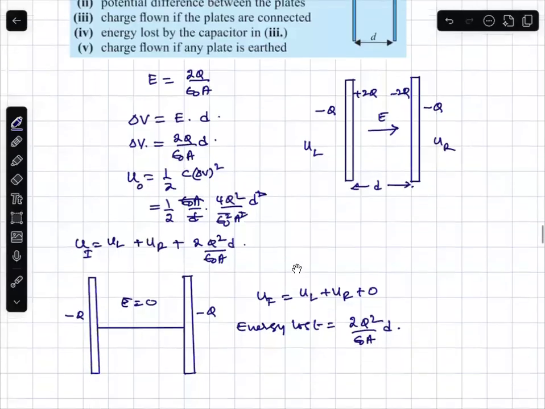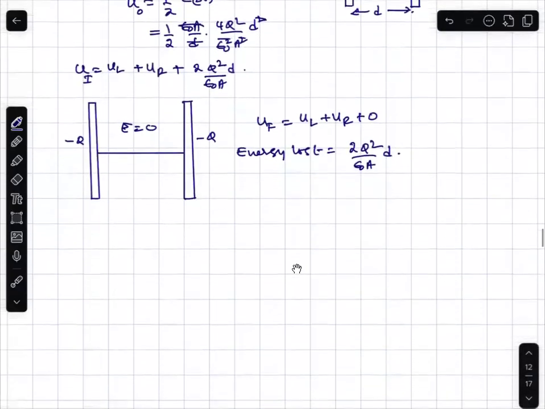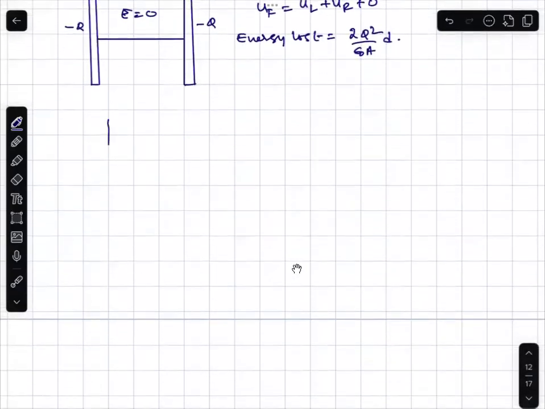For example, third part: energy lost by the capacitor in the third case, right? Charge flown if any plate is earthed. Now, what is available for you?